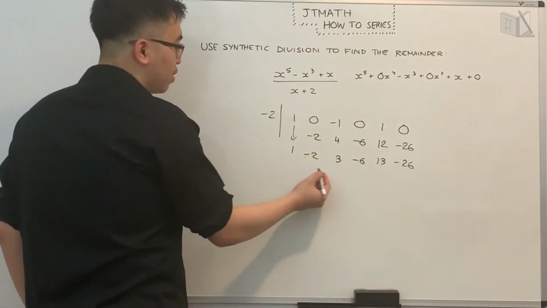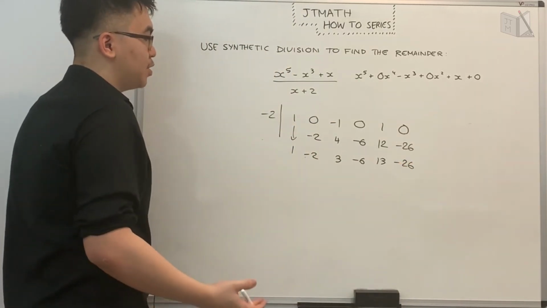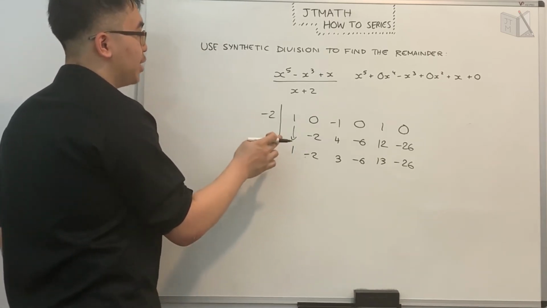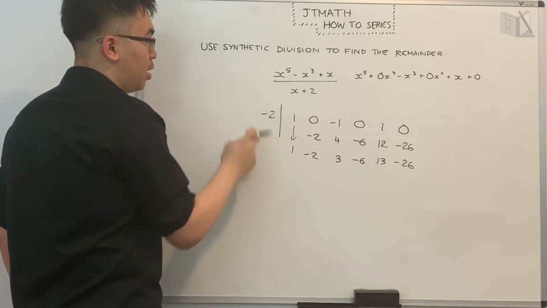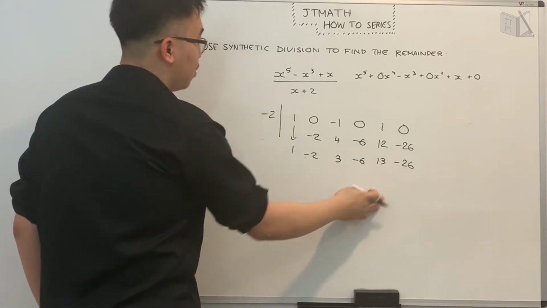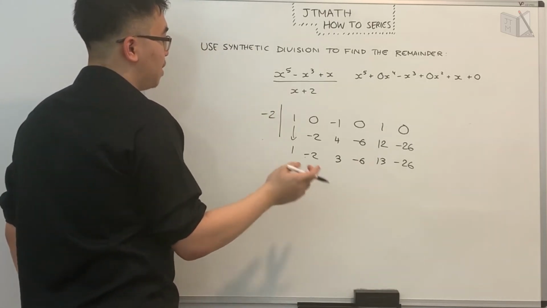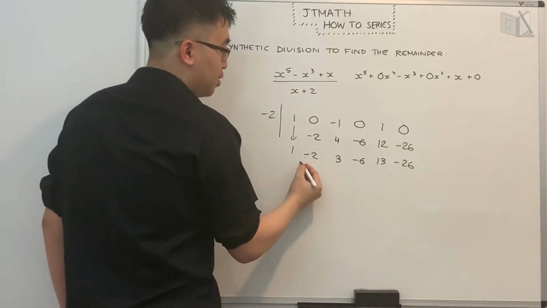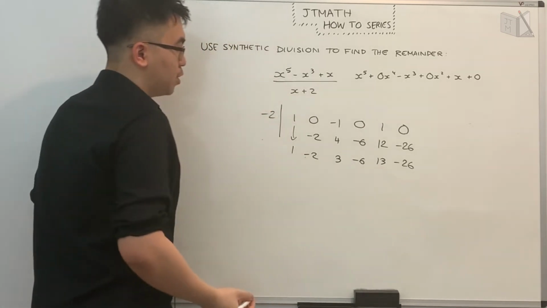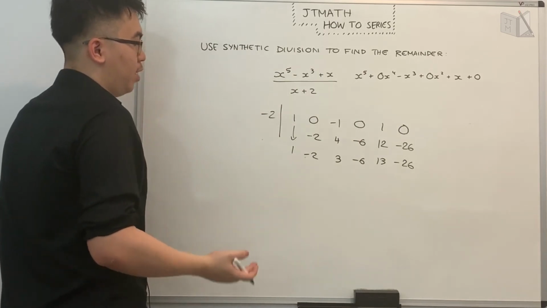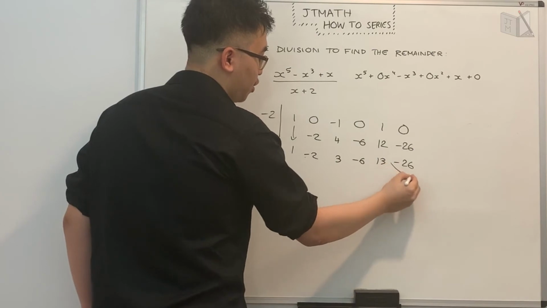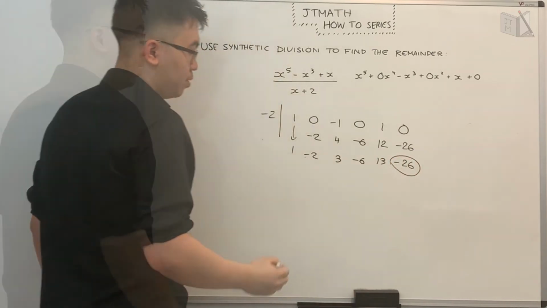So now that we've got all these numbers, what they allow us to find is the quotient, which is the answer to our division, as well as the remainder, which is what is left behind but cannot be divided by the factor x plus 2. So these first 5 numbers are going to be the coefficient of each x term in our answer. And this minus 26 here is going to be our remainder.